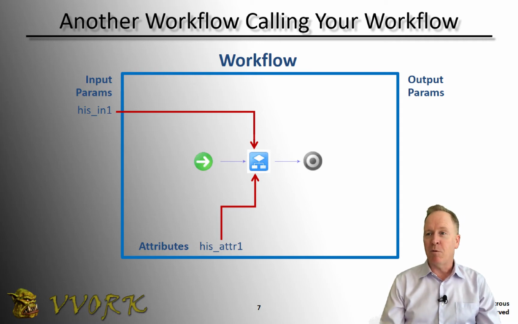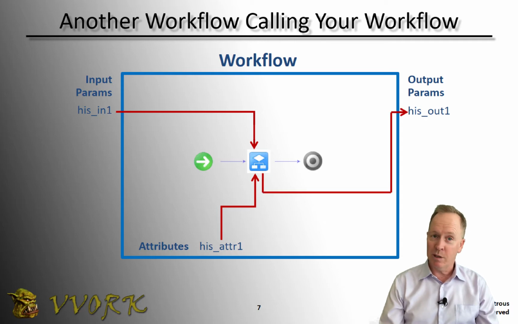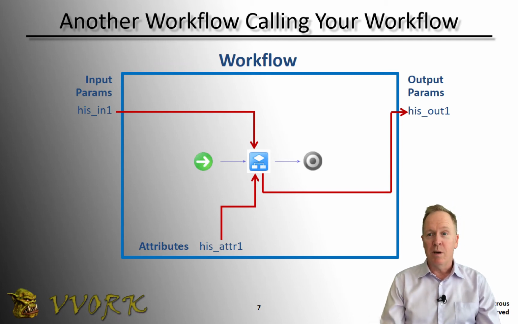But as I said before, when he calls your workflow, he's also going to need to have an output parameter to connect your output parameter to. Or alternatively, your workflow's output could be outwardly bound to one of his attributes. But again, his job is not to know the complexity inside your workflow, but rather to simply hook up your workflow's inputs and outputs to variables in his own workflow.